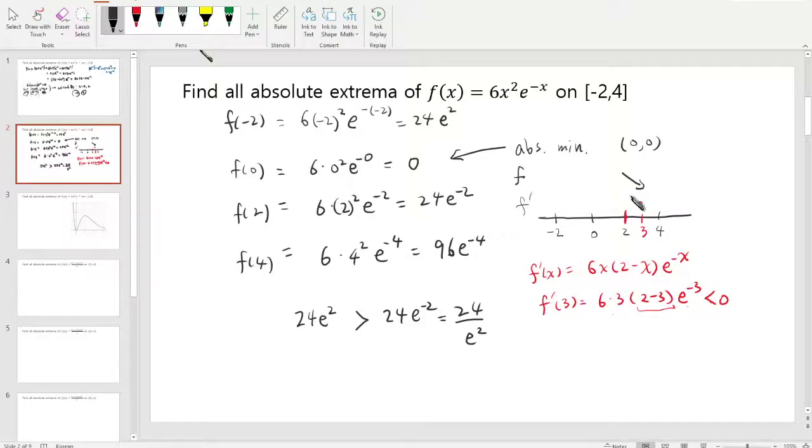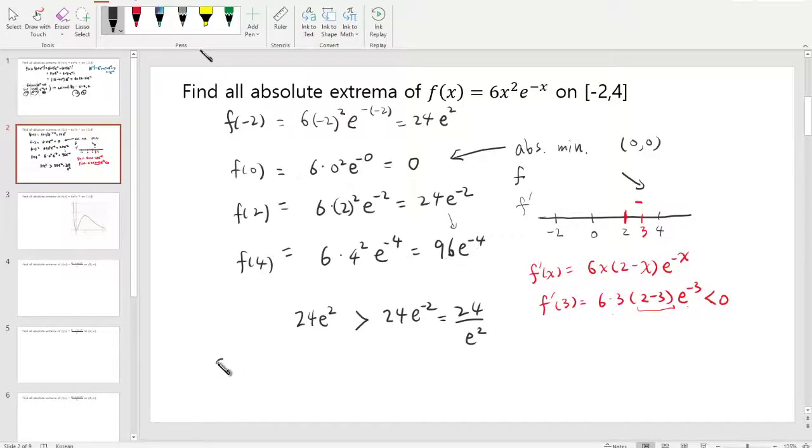Now what does that mean for us? It means that from 24e to the negative 2 up till 96e to the negative 4, it's actually decreasing, because that's what we just figured out. From 2 to 4, it's decreasing. So 24e to the negative 2 must be bigger than 96e to the negative 4. Maybe I should write that down.